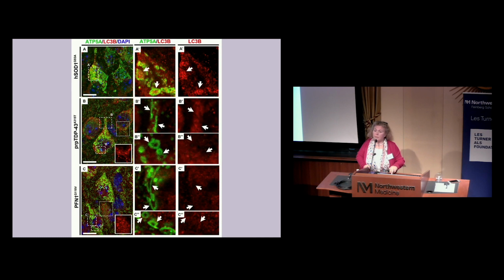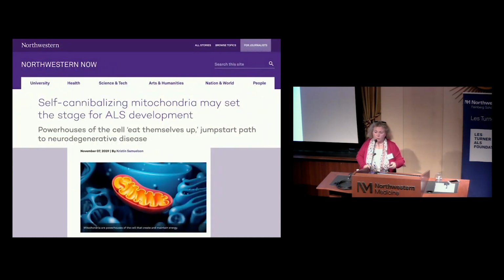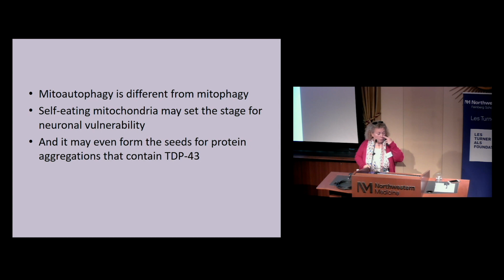And you may say, why is this important? Of course, they made the news about this because the self-cannibalizing mitochondria were not seen before. And we think that it may set the stage for TDP pathology to occur. And it may be one of the reasons why we have upper motor neuron vulnerability in ALS. But I want to tell you that this mitoautophagy is different than mitophagy. And the self-eating mitochondria may indeed set the stage for neuronal vulnerability because this happens much earlier than we see any signs of vulnerability in the upper motor neurons.